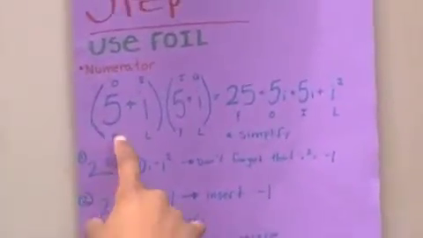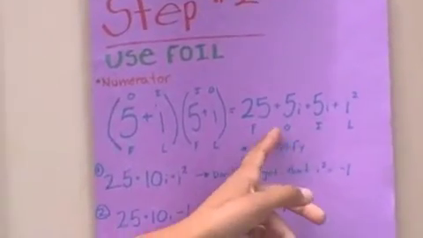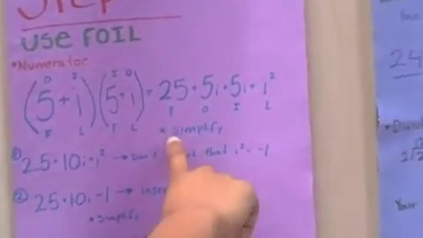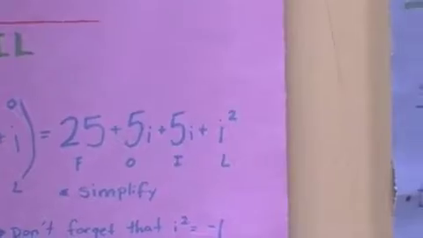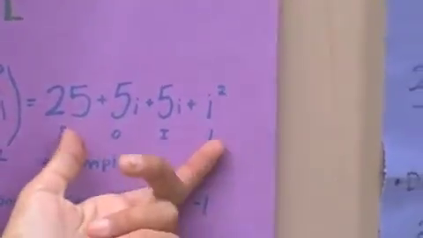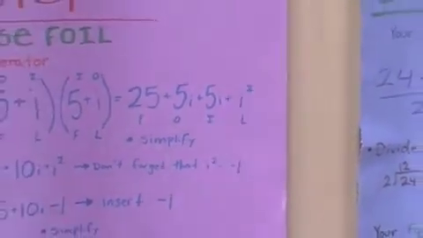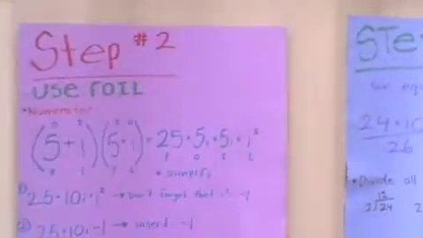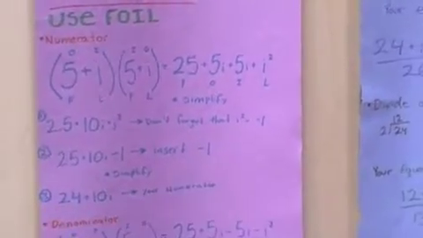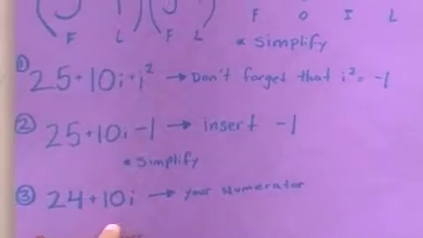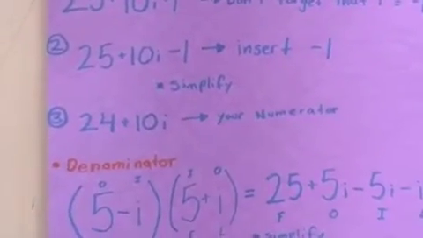So when you got your problem, you're going to use FOIL on the numerator to find your answer of 25 plus 10i plus i squared. Because you're going to need to simplify your long answer that you got from the FOIL the first time. Don't forget that i squared equals -1. So then you insert -1 and you simplify to have your numerator.